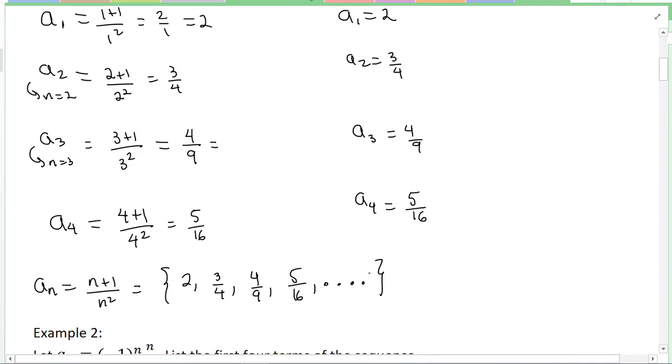So if you wanted to find a sub 21, for example, this means n is 21, so you would substitute it into the formula. So a sub 21 will be 21 plus 1 over 21 squared, and so whatever that would be, 22 over 21 squared.